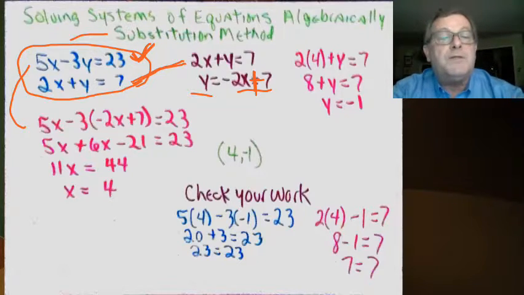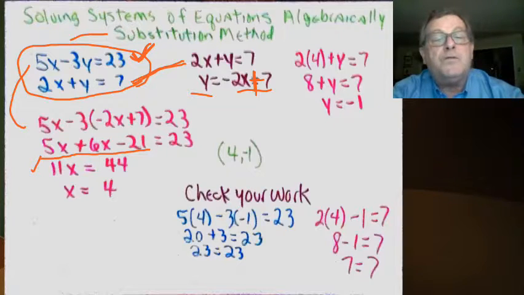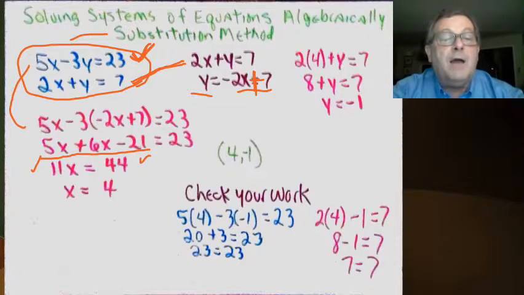And now I'm going to solve this for x. So now I've got 5x, and I'm distributing the minus 3. That gives me 5x plus 6x minus 21 equals 23. Now I'm going to combine like terms, and I've got 11x equals 44. So I'm adding the 6x and the 5x. I move the minus 21 over to the other side by adding it, and 21 plus 23 equals 44. I'm now going to divide both sides by 11 to isolate the x, and x is equal to 4.